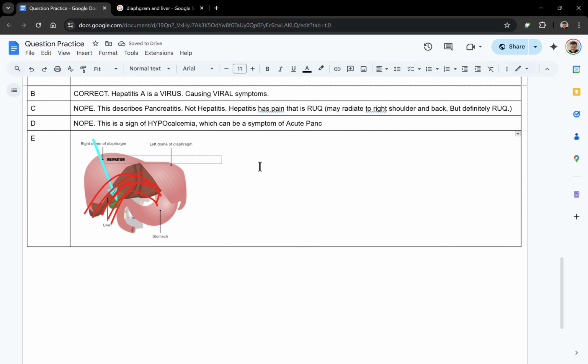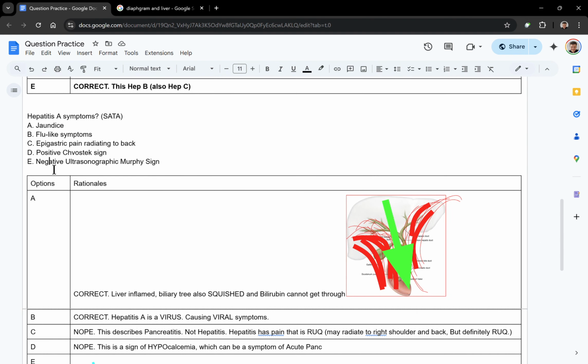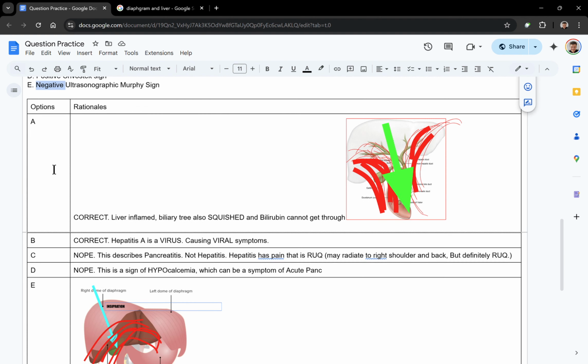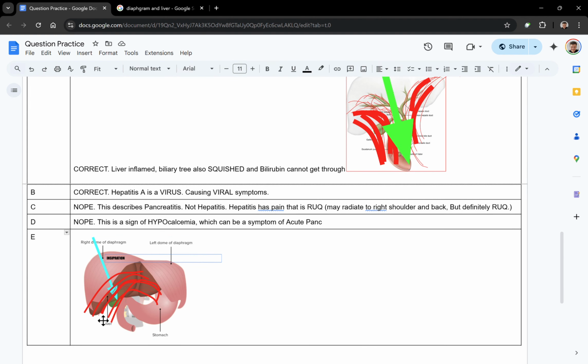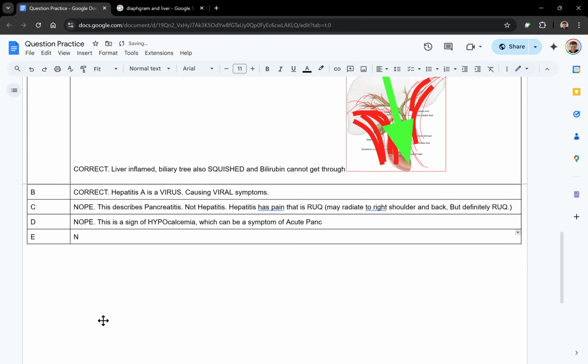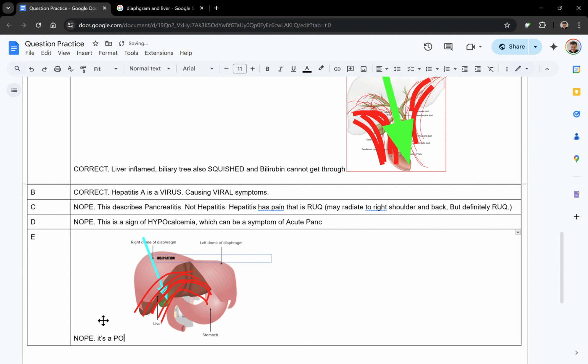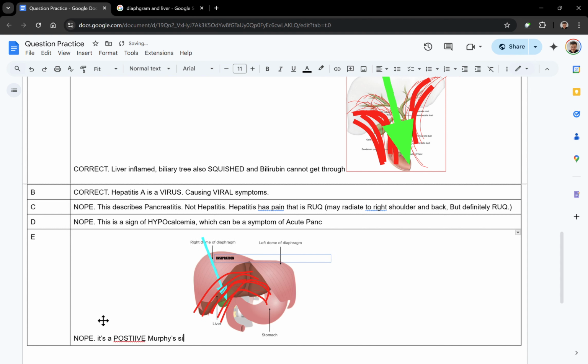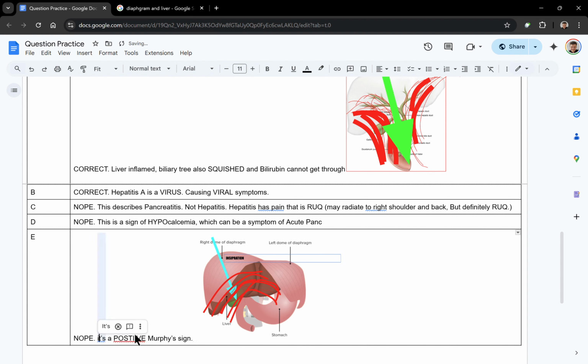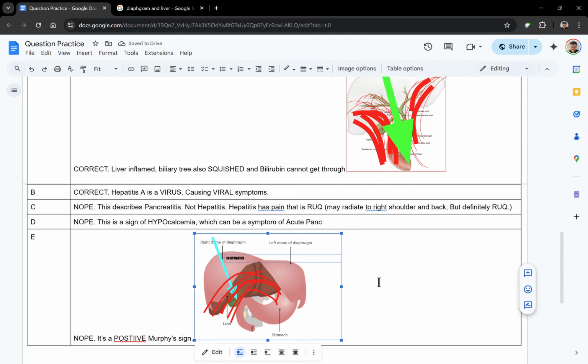Okay, and it's going to hurt when you put a hand there or you put a ultrasound there. Okay, but what do the questions say? A negative, right? So negative, that's going to be a nope. Okay. A nope, right? It's a positive Murphy sign. Okay, does that make sense? That goes for any of the hepatitis? Mm-hmm. Yeah, it's going to be Hep A more commonly because Hep A has the acute phase, right?